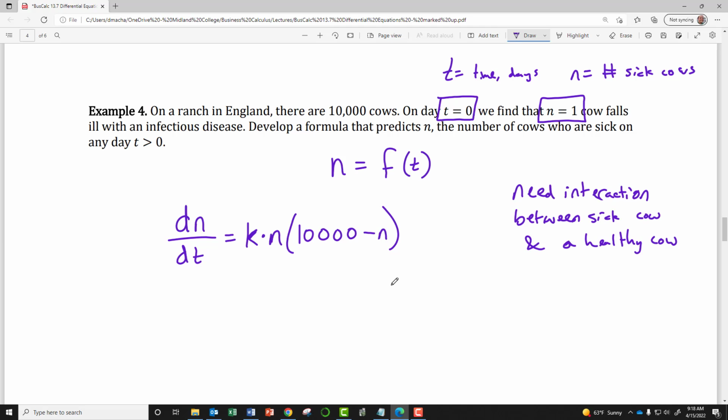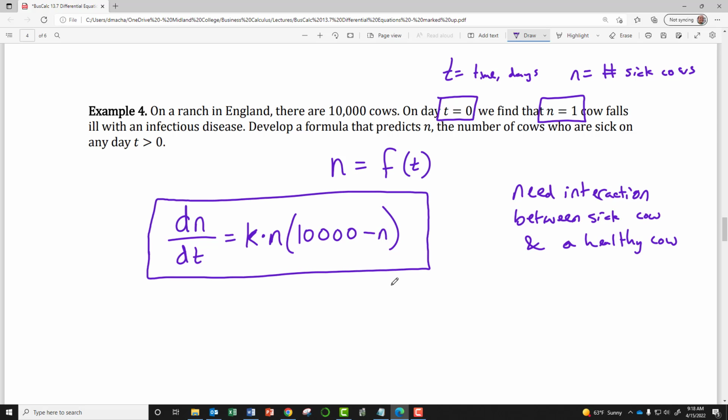And so this is going to be my actual differential equation that's going to more accurately model our situation, right? So this is the rate at which cows are becoming sick. And it's proportional not only to the number of sick cows, but also to the number of healthy cows. You can imagine this if you're still not bought in. What if 9,000 cows are sick and only 1,000 are healthy?